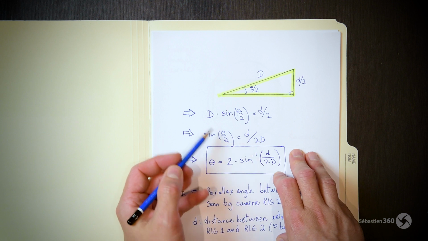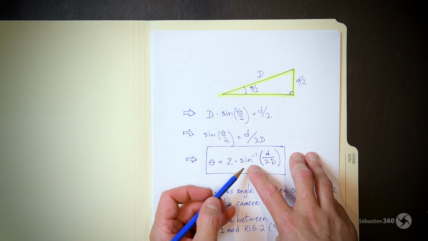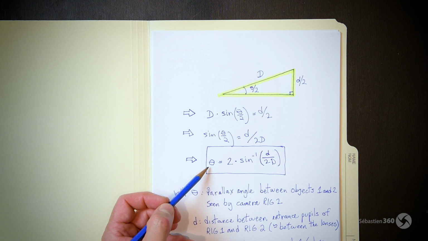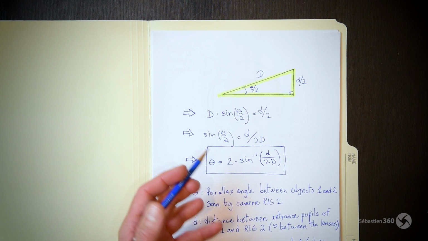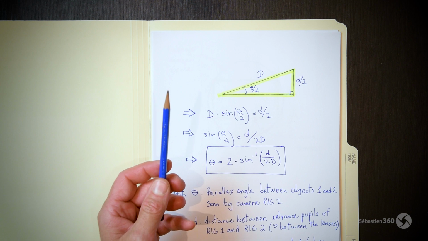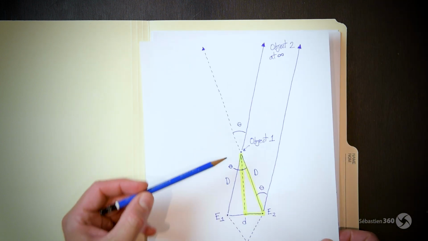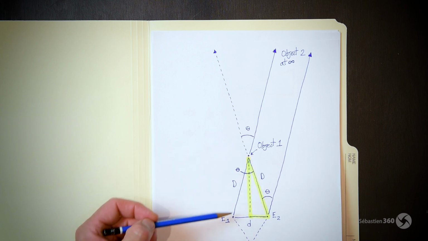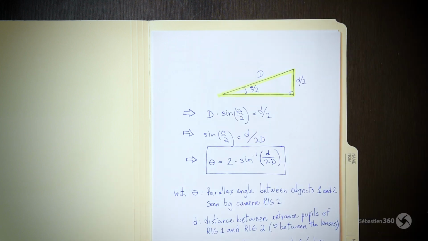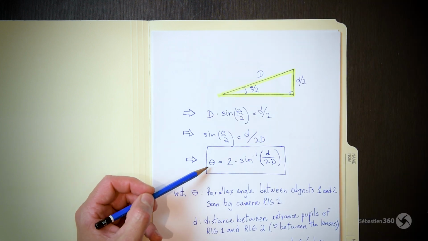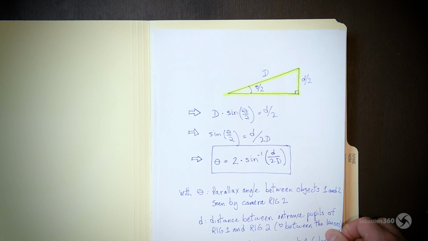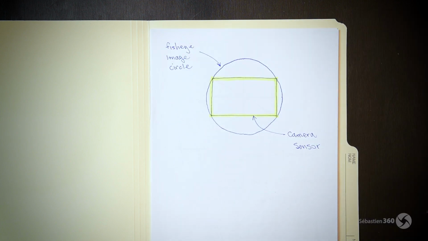And by using the inverse sine function, the arcsine, we can isolate theta. And theta is precisely the parallax angle for the difference of appearance for subject 1 in relationship to camera 1 and camera 2. But theta is expressed as an angle, in degrees, so it's not exactly in pixels yet, but this is what we will find in the next section.